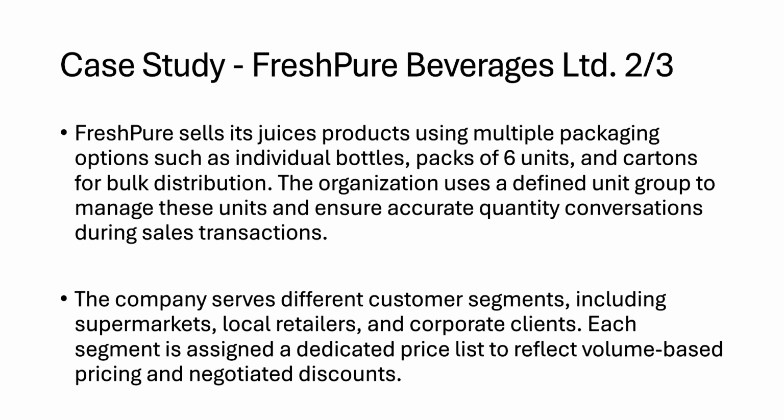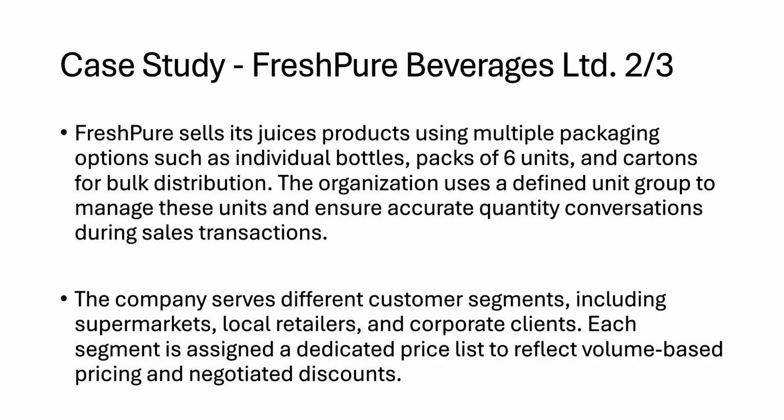Fresh Pure sells its juice products using multiple packaging options such as individual bottles, packs of 6 units, and cartons for bulk distribution. The organization uses a defined unit group to manage these units and ensure accurate quantity conversions during sales transactions.